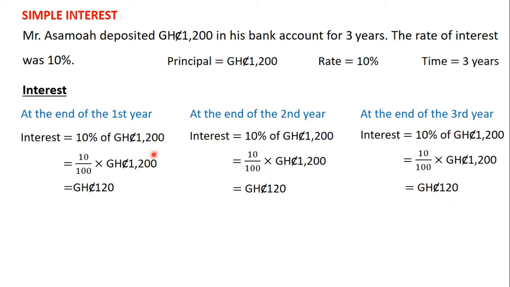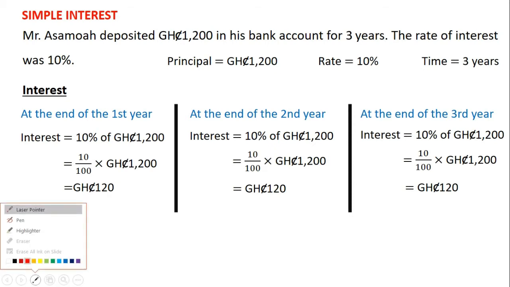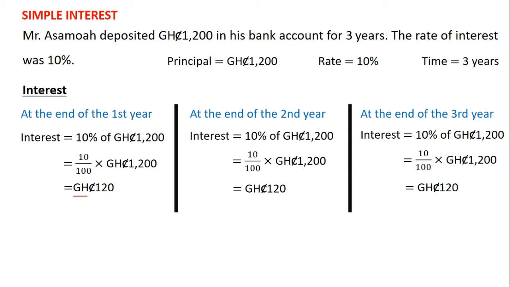So we can see that if we are calculating for simple interest, then the interest at the end of each year will be the rate of interest times the principal. Here the rate of interest is 10% and the principal is 1,200 cedis. So at the end of each year, Mr. Samuel's interest will be 10% times 1,200 cedis, which is 120 cedis. So at the end of the first year, the interest was 120 cedis.